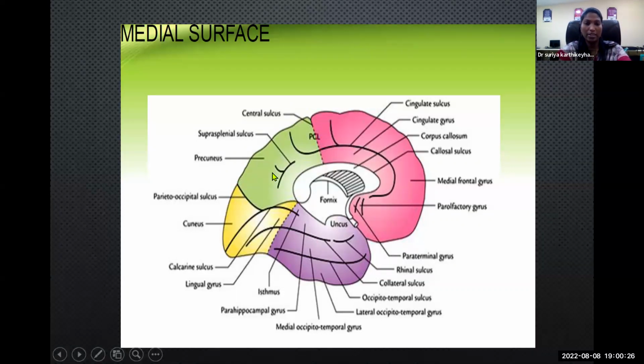And then we have the precuneus area here, and the cuneus is present in the occipital lobe. In the temporal area we have the lateral occipito-temporal gyrus, the medial occipito-temporal gyrus, and this is the para-hippocampal gyrus. I'll repeat again, this is the para-hippocampal gyrus, temporal region, medial surface. Here we have the cuneus, and in the parietal region the precuneus. This is the medial frontal gyrus, and this is the cingulate gyrus.